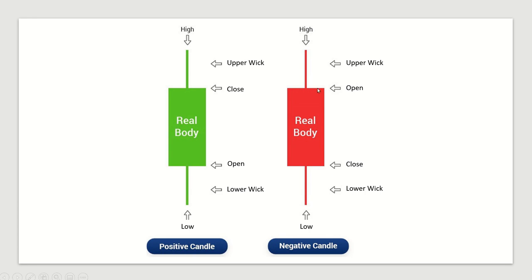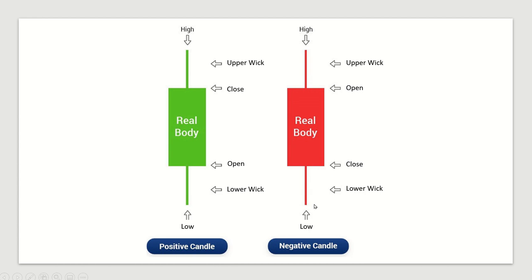And then the red is exactly the opposite in terms of the body, right? The open is at the top and the close is at the bottom of the body, again, the body being this solid rectangle here. And this makes sense, right? When it's red, the price is moving down. So it opens at the top, it closes at the bottom.